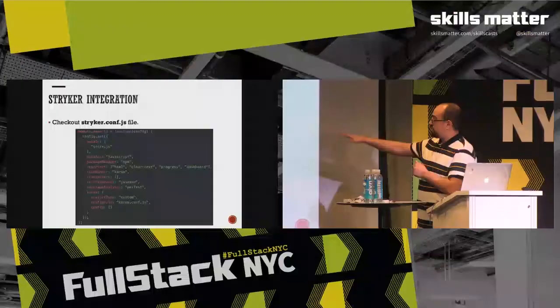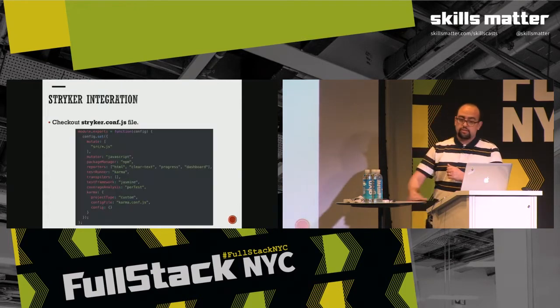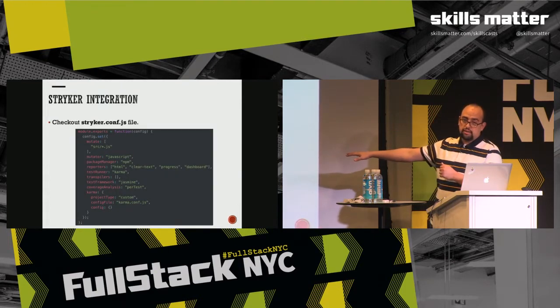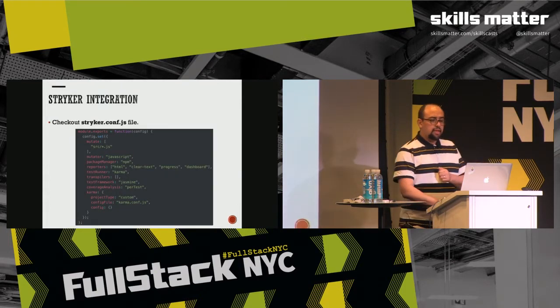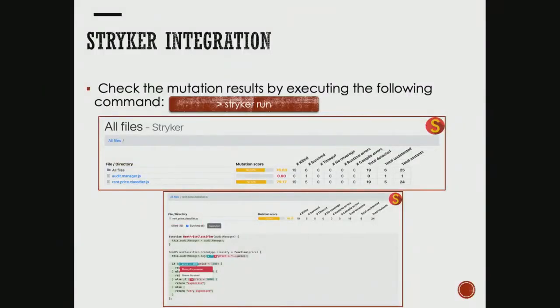If you are using Karma, it will be Karma. If you use Jest, it will be Jest, and the test framework. So what you really enter here in this questionnaire, you will find it done here in the Stryker config.js. And then we start to run and see what's going on in our code.